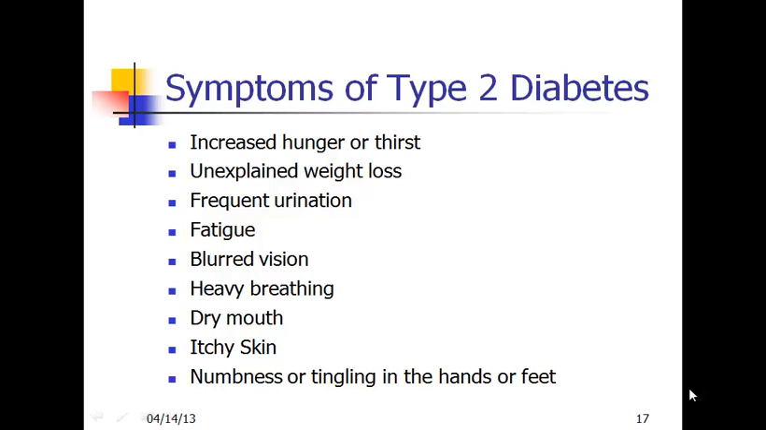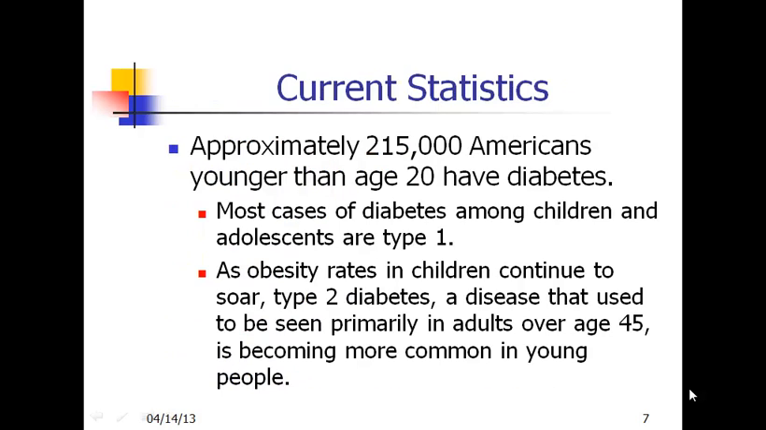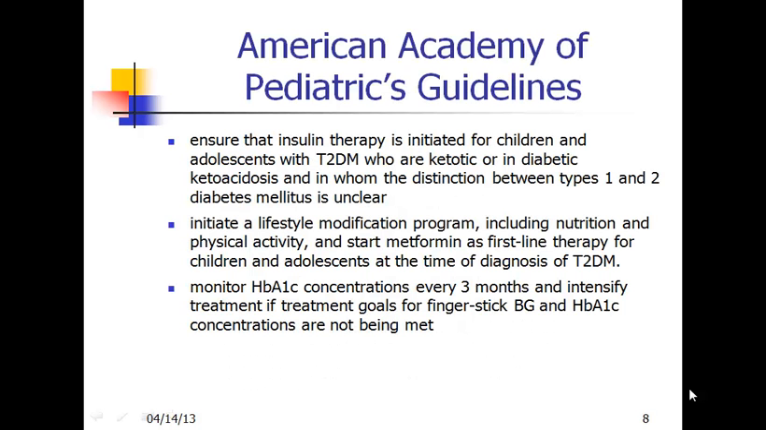Some symptoms of type 2 diabetes are increased hunger or thirst, unexplained weight loss, frequent urination, fatigue, blurred vision, heavy breathing, dry mouth, itchy skin, or numbness and tingling in the hands and feet. Approximately 215,000 Americans younger than age 20 have diabetes. Most cases of diabetes among children and adolescents are type 1. However, as obesity rates in children continue to rise, type 2 diabetes, a disease that used to be seen primarily in adults over age 45, is becoming more common.